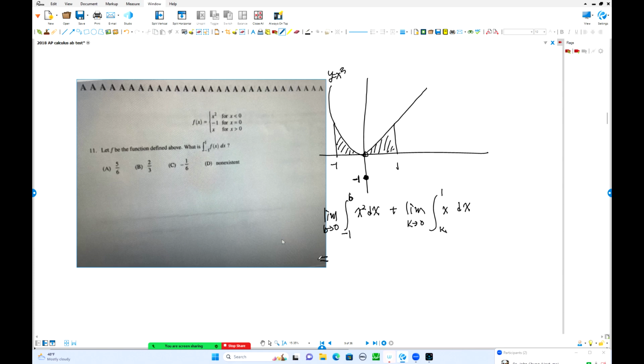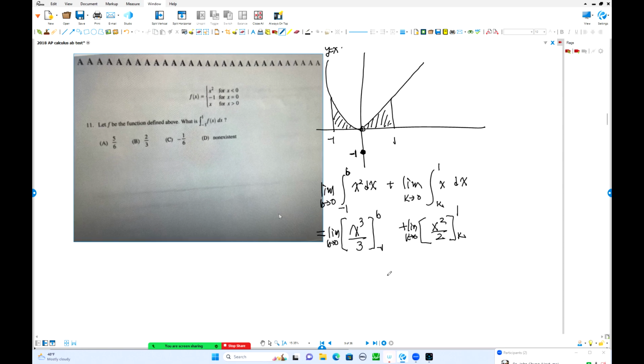The antiderivative of x squared is what? Plus 1 is x cubed, divided by the same number, right? x cubed over 3. We take negative 1 to b. And plus x squared over 2, right? The antiderivative, we take this one, k to 1. But still, we have a limit b close to 0, limit k close to 0, because that's still 0 there, right?